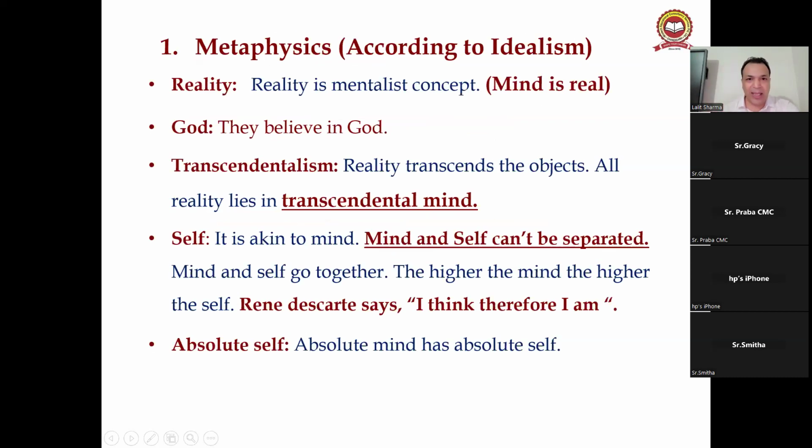Number first, reality. Reality is a mentalist concept. Mind is real. Idealism says that mind is real. Look at me, mind. Here is the mind. Mind is real. Whenever we say the mind, our hand goes here. Why doesn't our hand go to the knee? It goes here. Mind is the ultimate reality. God. They believe in God.